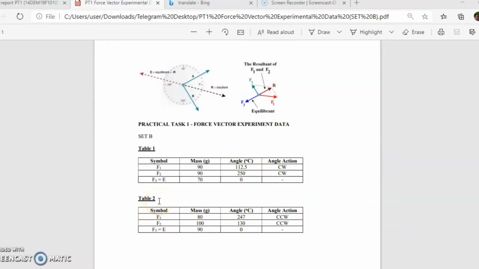For table 2, for F1, the mass is 80 gram and the angle is 247 degree. For F2, the mass is 100 gram and the angle is 130 degree. And last, for F3, the mass is 90 gram and the angle is 0. The angle action for this table is counterclockwise.